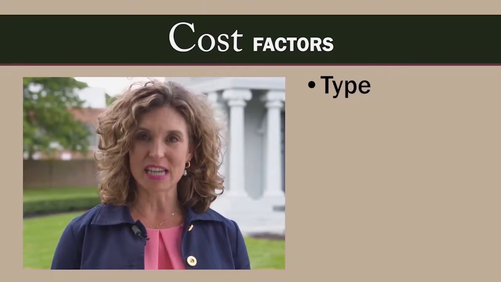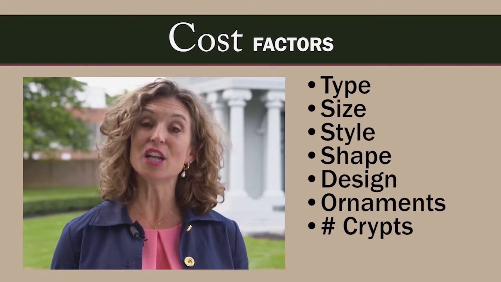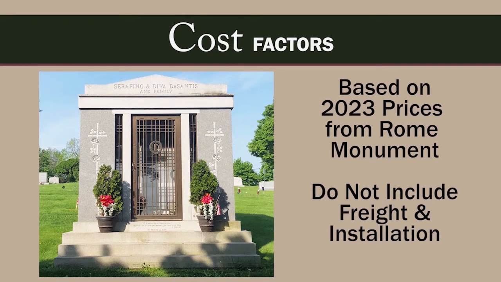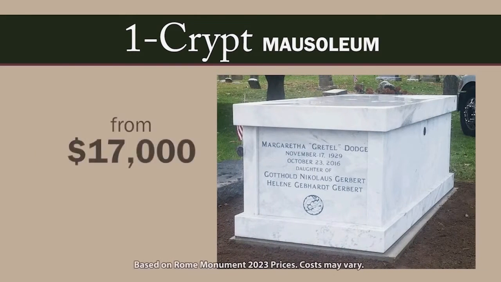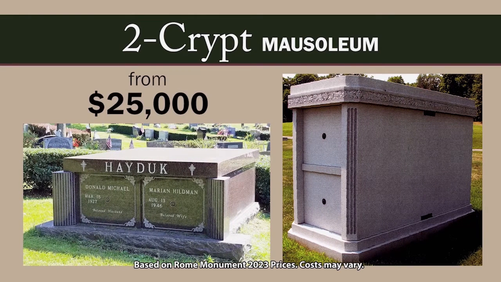These are ballpark figures for different types and styles of high-quality mausoleums. Keep in mind, the final cost is determined by factors such as type, size, style, shape, design, ornamentation, number of crypts, and materials used in the mausoleum. These prices are current as of 2023 and don't include freight and installation costs. Basic single crypt private mausoleums for just one individual start at $17,000. Basic double crypt or companion private mausoleums start at $25,000.